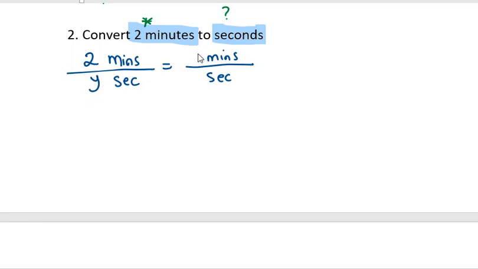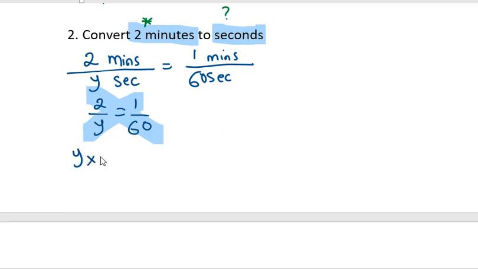But then we need to know the conversion relationship. We know that 60 seconds is equivalent to 1 minute. So from here, since 60 seconds make 1 minute, we can now solve. So 2 over y is equal to, I'm just ignoring the units, I don't have to repeat them always, 1 over 60. So we can cross multiply here. It means using this to multiply this and using this to multiply this. That's just what cross multiplication means. So we can say that y multiplied by 1 is equal to 2 times 60.